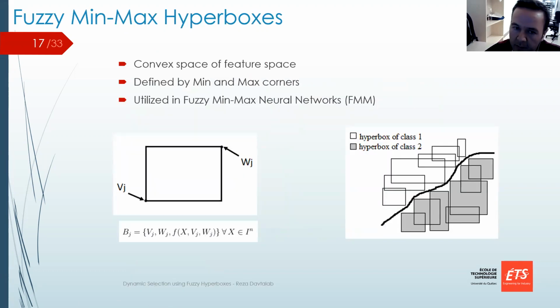Fuzzy hyperbox, which is the main point of my project, is a convex subspace of feature space, and we define it by using 2 points, min and max point. It also has a membership function that determines its covered area. Here you can see 2-dimensional hyperboxes and a classification example, which is solved by fuzzy hyperboxes on the right side.